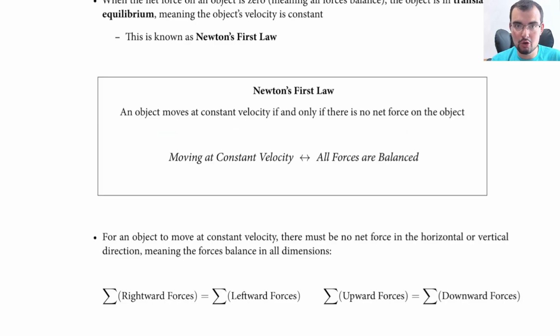So there should be no result left or right. There should be no result up or down. This doesn't mean there are no forces. This means there's no net force. So if you have a down force, you must have an equal up force. If you have an up and right force, you must have a down and left force.